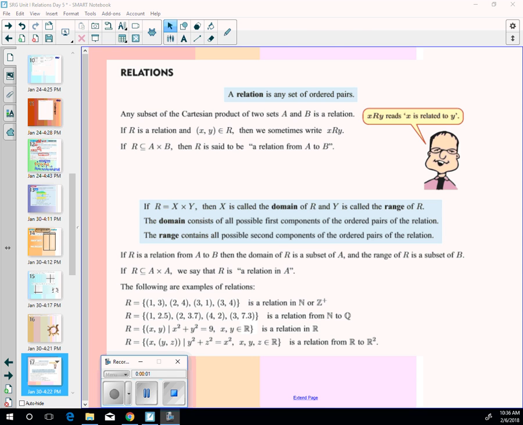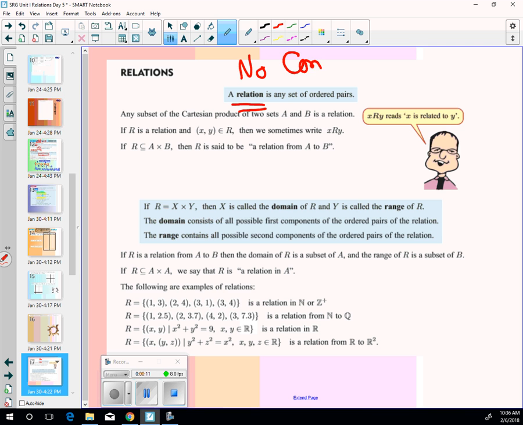So with relations, all you're doing is a set of ordered pairs, but this is helpful to know about relations. There are no constraints. When we talked about functions a long time ago, what were the constraints on a function? Every x has one y. Do we have that constraint on a relation? No. So it's any set of ordered pairs.